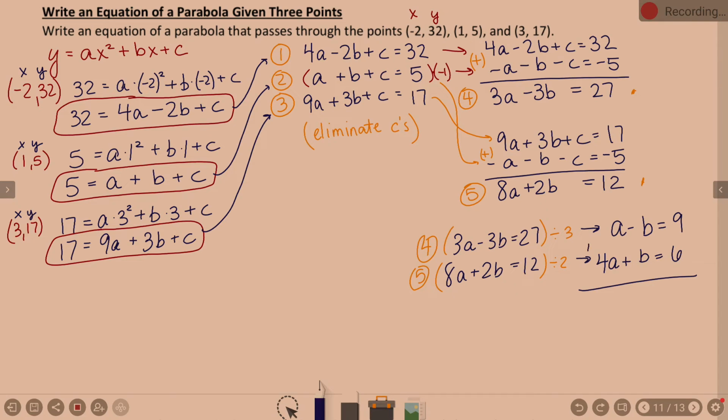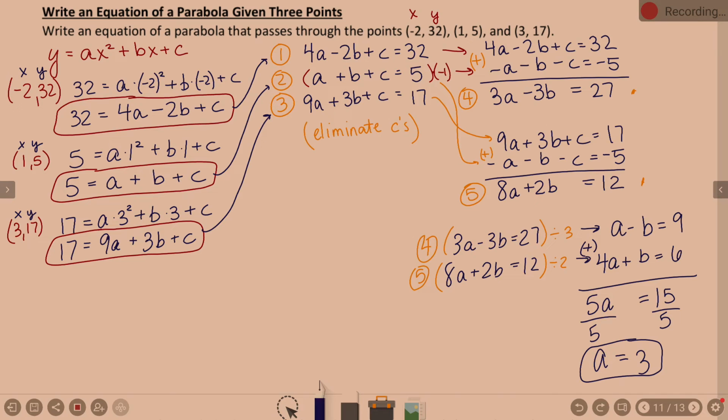So I am set up here because I have negative b and positive b to add. a plus 4a is 5a. Negative b plus b, cancel. 9 plus 6 is 15. If 5a equals 15, what do you know? 15 divided by 5, a is going to be 3.